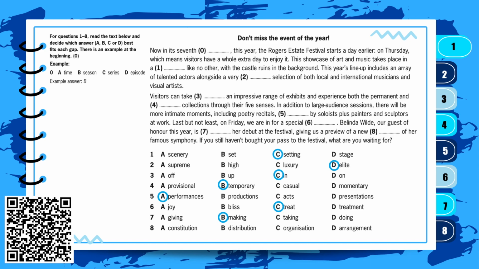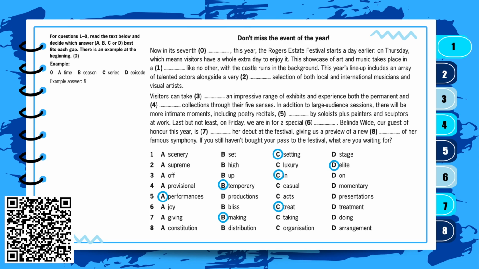The word "giving" is not appropriate to describe the act of appearing at an event. The word "taking" suggests that Belinda Wilde is taking something from the festival, which is not the intended meaning. The word "doing" suggests that Belinda Wilde is actively participating in the festival, but it does not accurately convey the sense of debut or first appearance that is implied by the sentence.